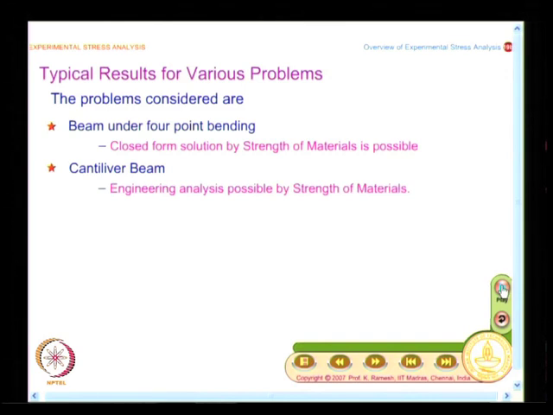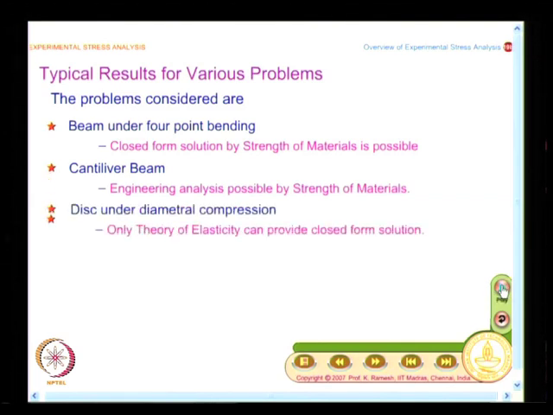You have done cantilever beam, simply supported beam, clamped beam, all those problems except beam under 4-point bending, and they are all only engineering analysis. So, you make approximation. And the next problem is disk under diametral compression.